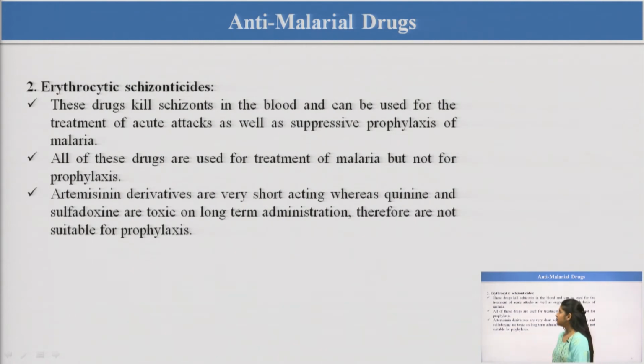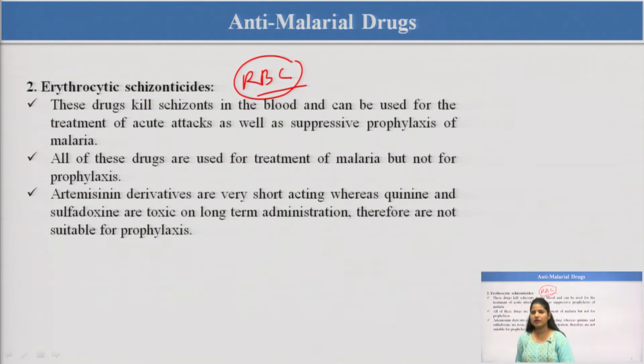Now, the second is the erythrocytic schizonticides, meaning the drugs here are targeting the RBC. What is happening in the RBC? The plasmodium is digesting the hemoglobin present in the RBC, and that digestion results in weakness of the RBC or hemolysis of the RBC. And due to the hemolysis of these RBC, symptoms appear like fever, chills, rigor, the symptoms of malaria.